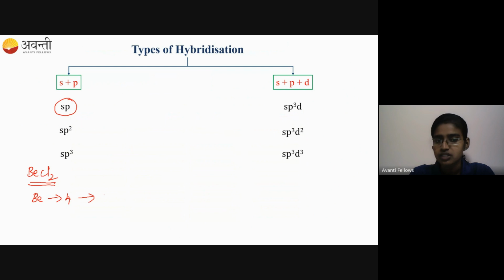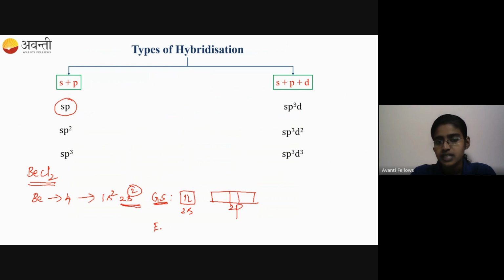The electronic configuration of beryllium is 1s2 2s2. Very good, students. Now the valence shell is the second shell, and in that shell we have 2 electrons. So this is the 2s orbital, which has 2 electrons. Since beryllium belongs to the second period, it also has a 2p orbital, but it will be empty. So this is the ground state electronic configuration for beryllium.